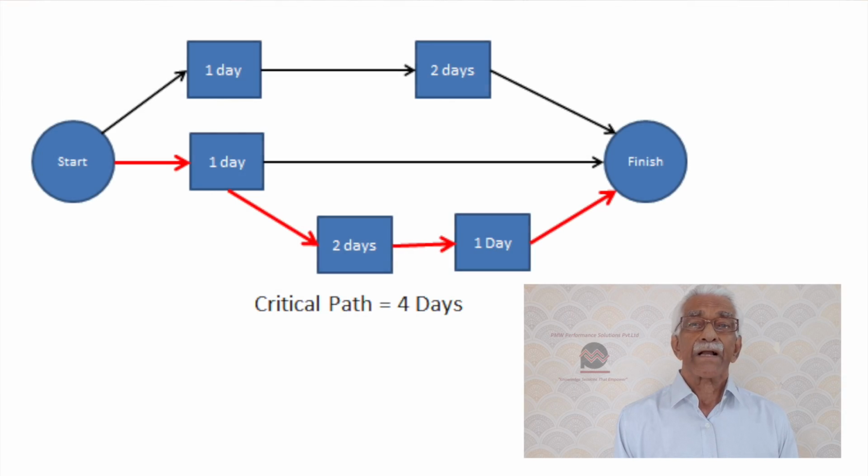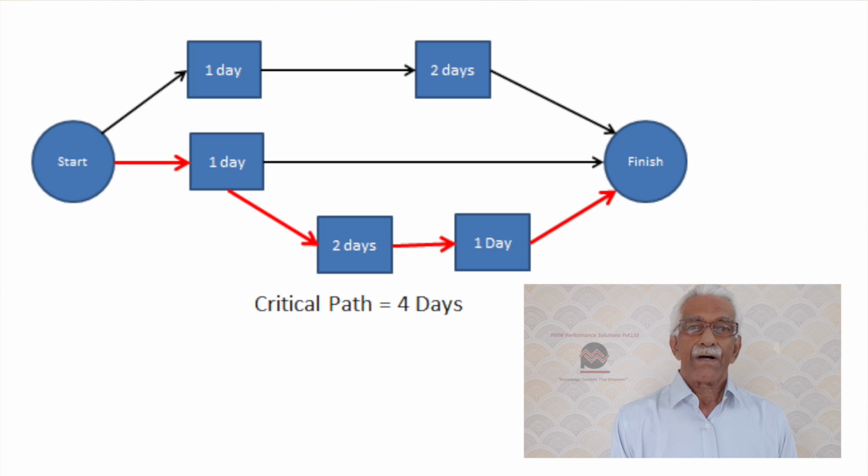Now an important factor in scheduling is the critical path. Now the critical path is the longest path in the network diagram, and it's the longest period of time that is required to complete the project. So in other words, this is the shortest period by which you can complete the project.